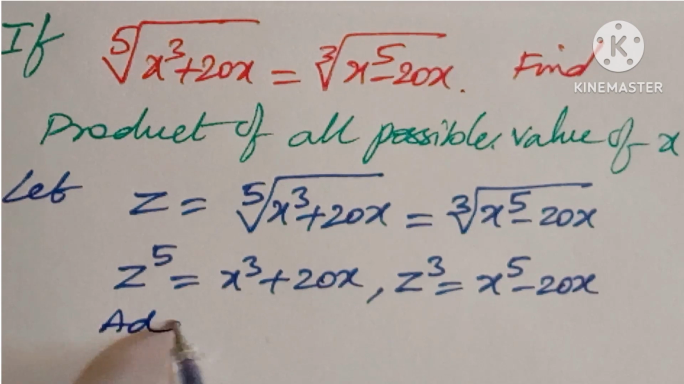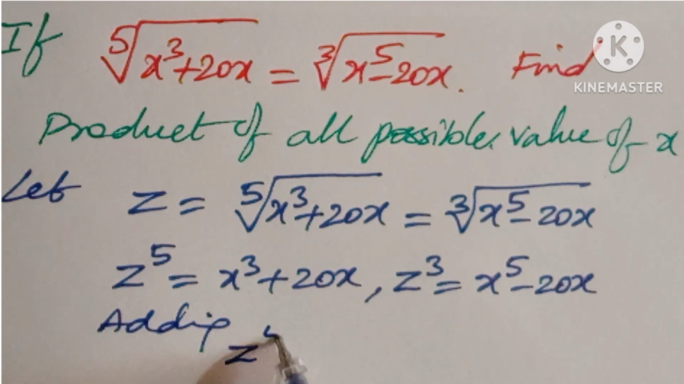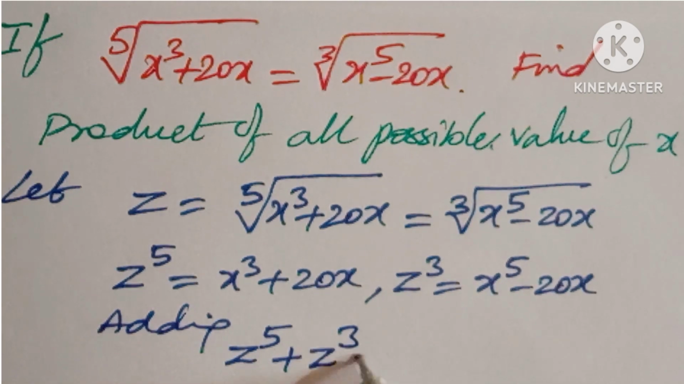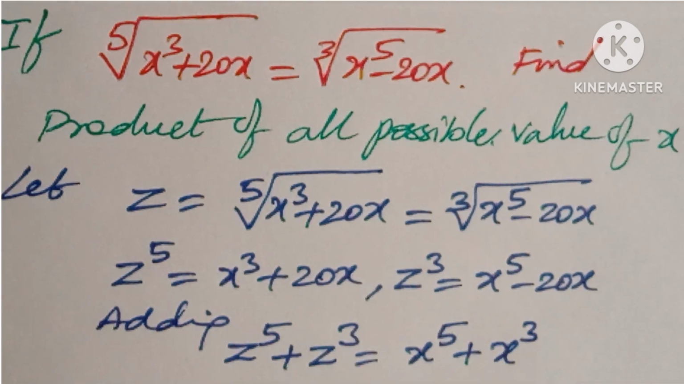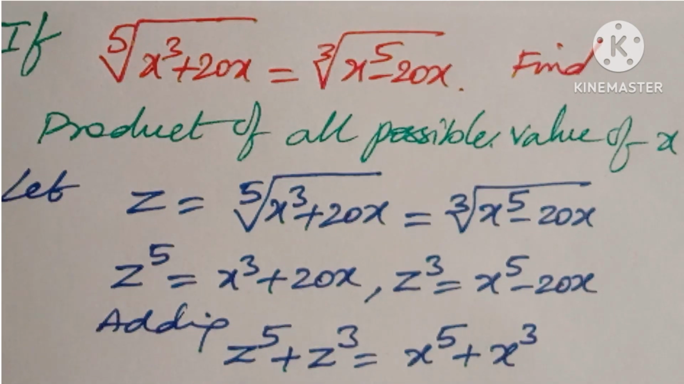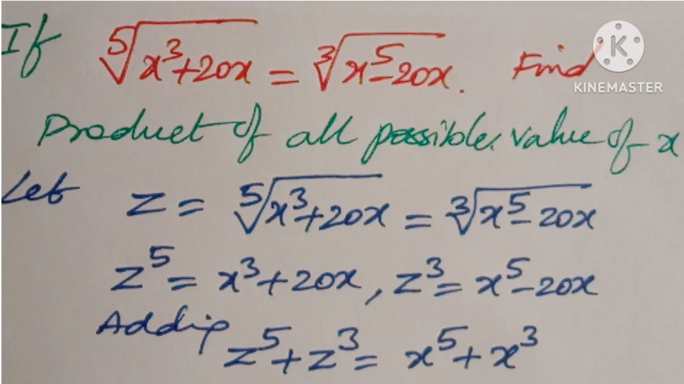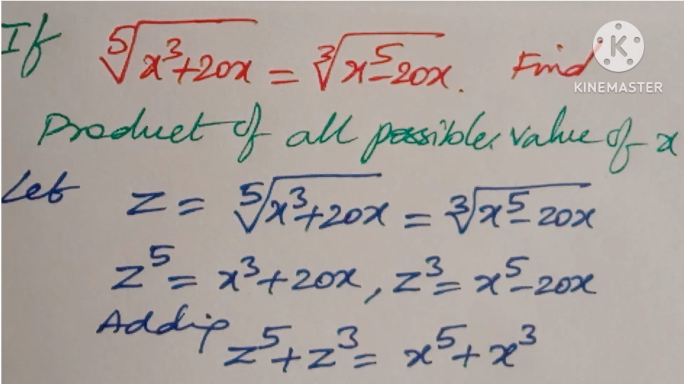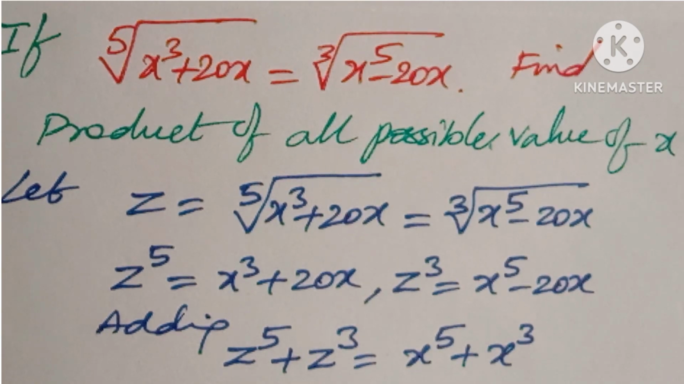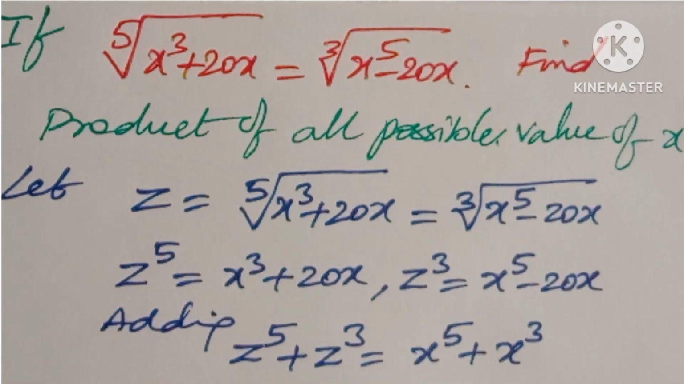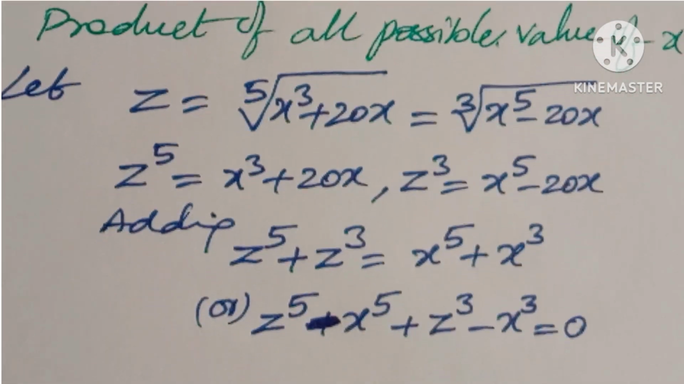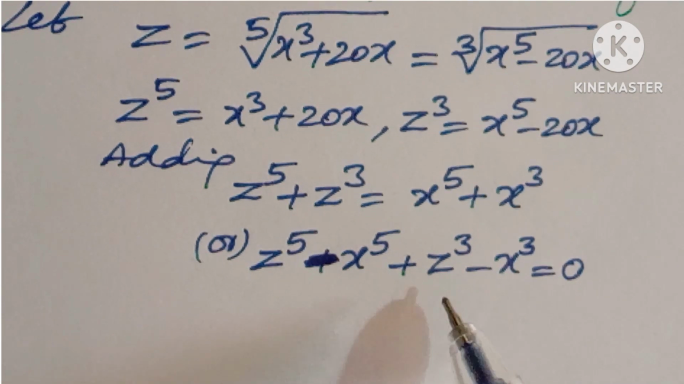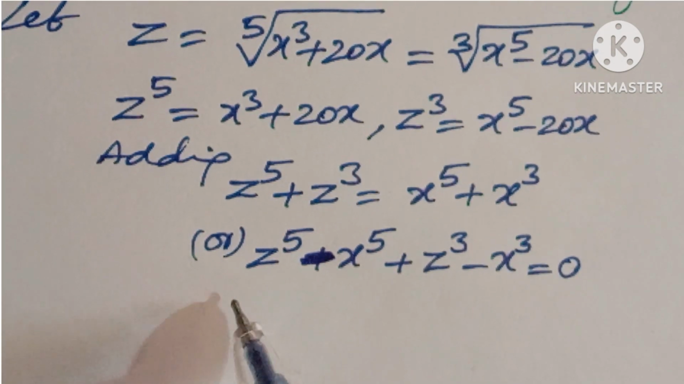Now by adding these two values, z to the power 5 plus z cubed is equal to x to the power of 5 plus x cubed. Or you can write it as z to the power 5 minus x to the power 5 plus z cubed minus x cubed equal to 0.